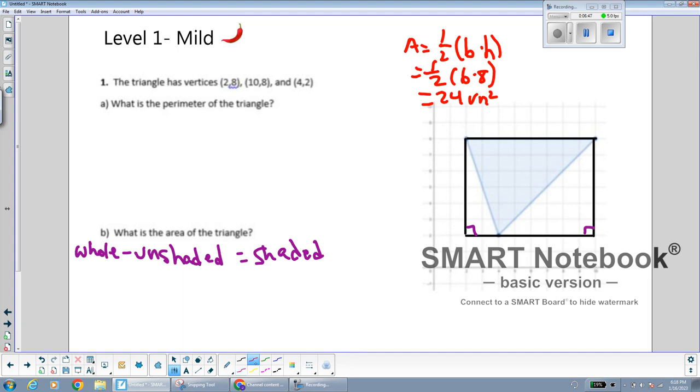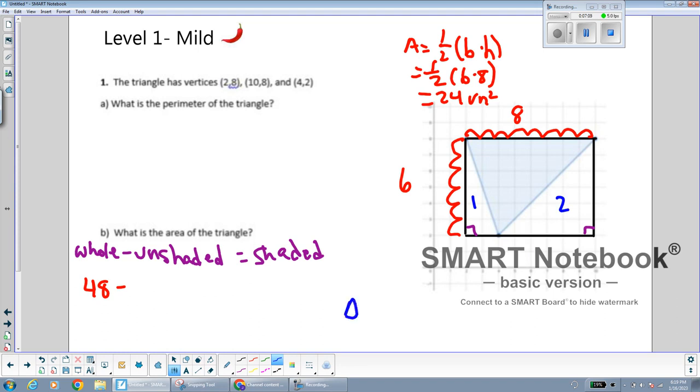The whole box is going to be 1, 2, 3, 4, 5, 6. And this was 8. 1, 2, 3, 4, 5, 6, 7, 8. So 6 times 8, that's 48. Okay, now let's find the area of the unshaded regions, which are the triangles.